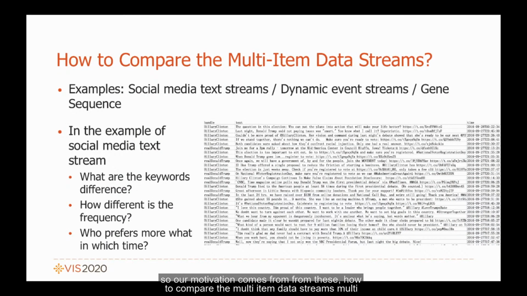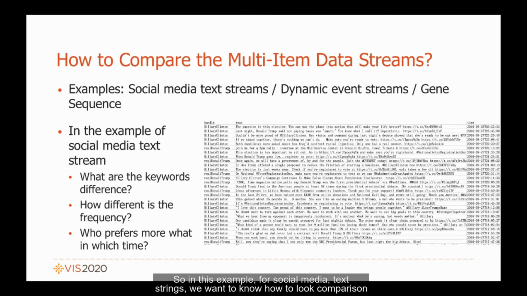So our motivation comes from this: how to compare multi-item data streams. Multi-item data streams are really very diverse, like social media text streams, dynamic event streams, or gene sequences. The items can be texts in the text stream, events in the event streams, or genes in the gene sequence.